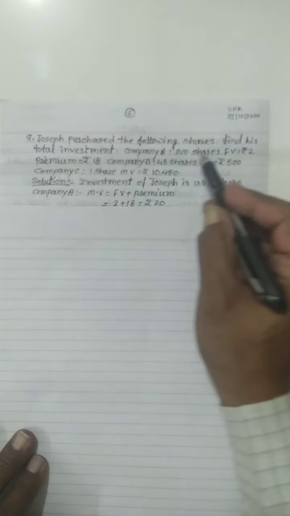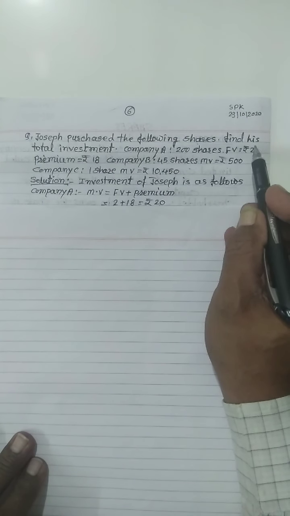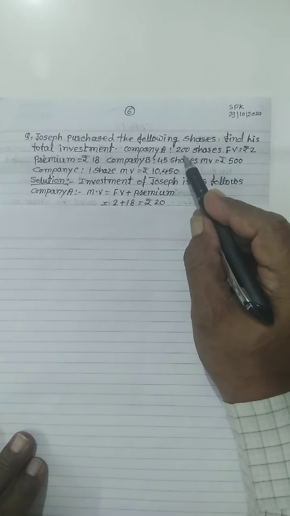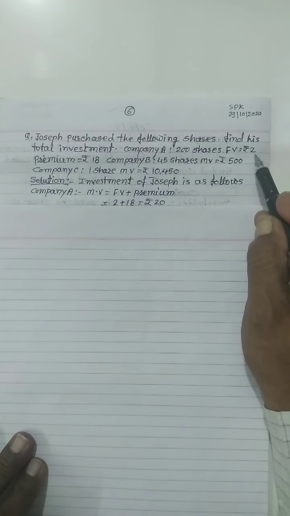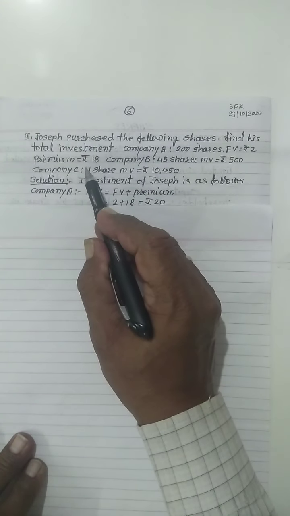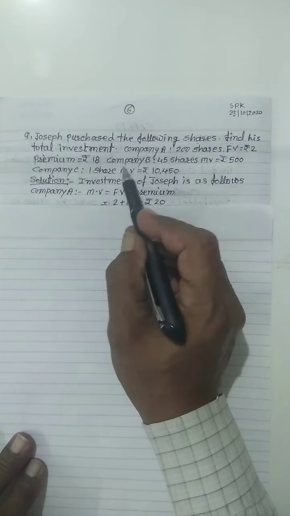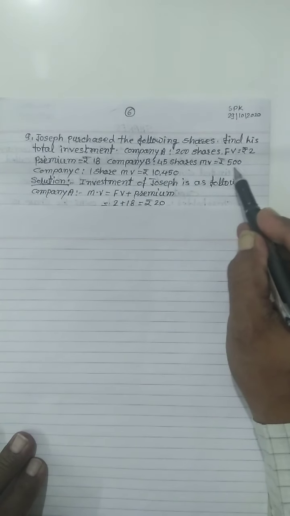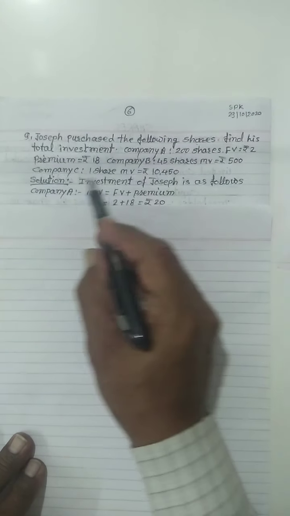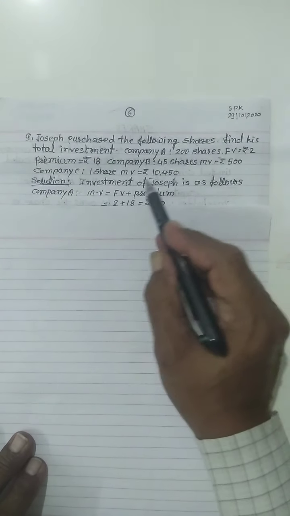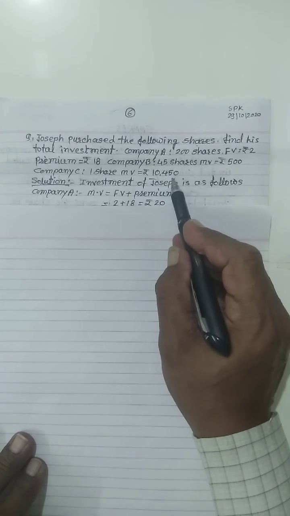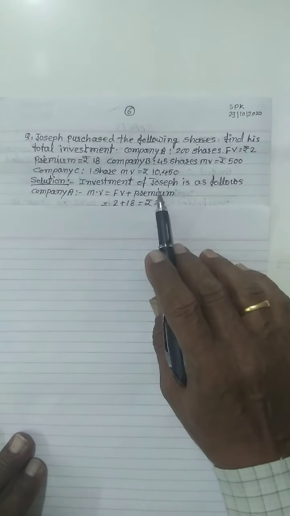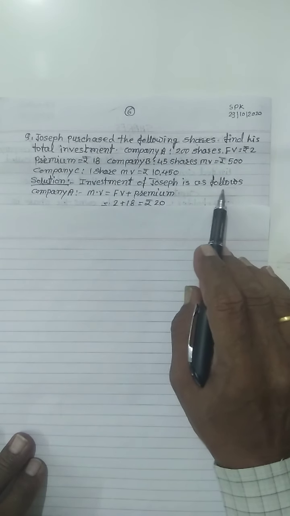Joseph purchased the following shares. Find his total investment. Company A purchased 200 shares. Face value is 2 rupees and premium of that share is 18 rupees. Company B purchased 45 shares. Market value is 500 rupees. Company C, 1 share. Market value is 10,450 rupees. Then solution. Investment of Joseph is as follows.